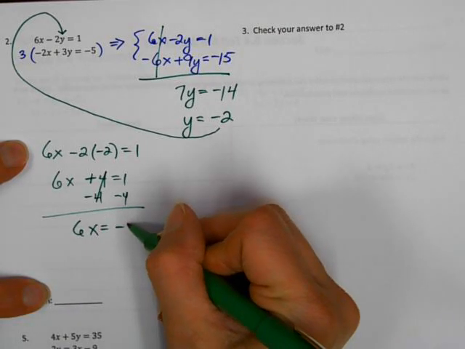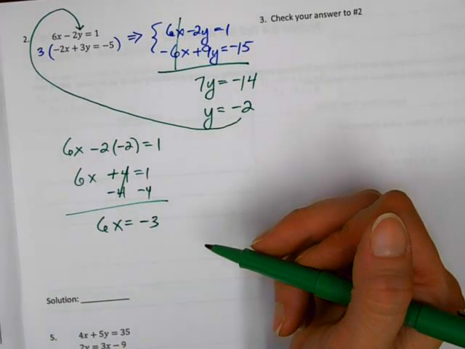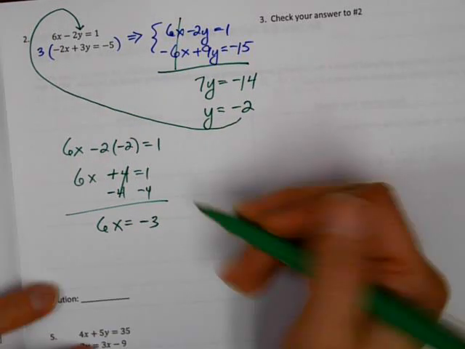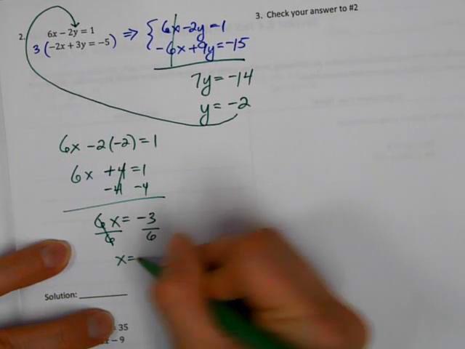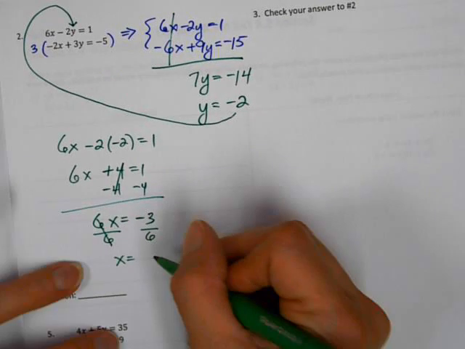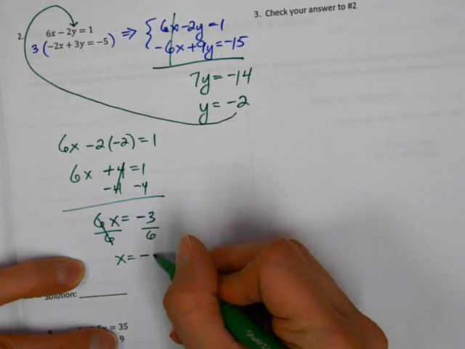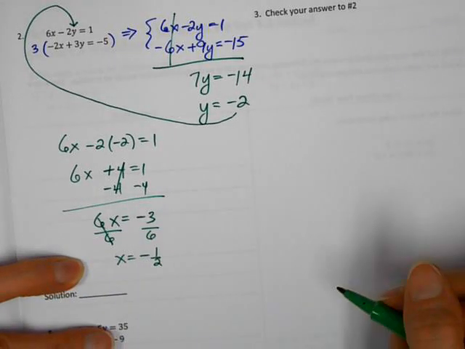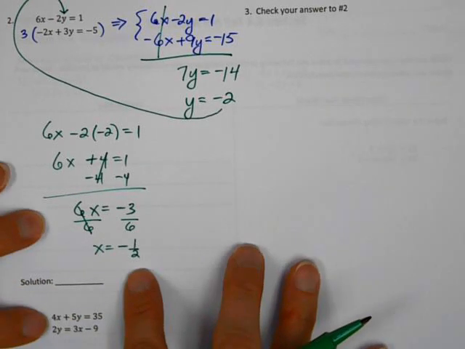Negative 3. We're going to divide both sides by 6. Uh-oh, what's happening here? 3 divided by 6, that's going to make negative a fraction. We can cancel by 3. That's going to make negative 1/2. Oh, I don't know about you guys, but I get really nervous when I start getting fractions and decimals.